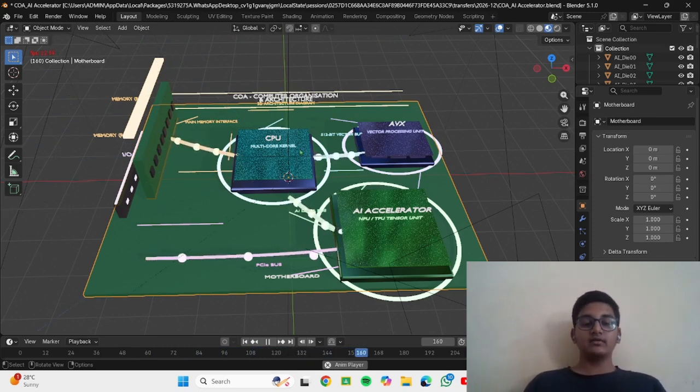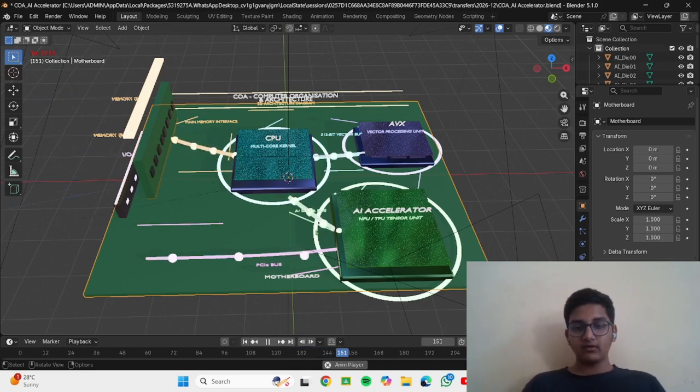To overcome this limitation of the CPU, modern CPUs include extensions such as AVX, which stands for Advanced Vector Extensions. AVX is based on the concept of SIMD, which means Single Instruction Multiple Data. In SIMD, a single instruction is applied to multiple data points simultaneously. For example, instead of adding numbers one by one, the CPU can process multiple additions at the same time. This improves performance significantly for tasks like image processing, video processing, and scientific computations. However, even with SIMD, CPUs are still general purpose processors and are not fully optimized for AI workloads.